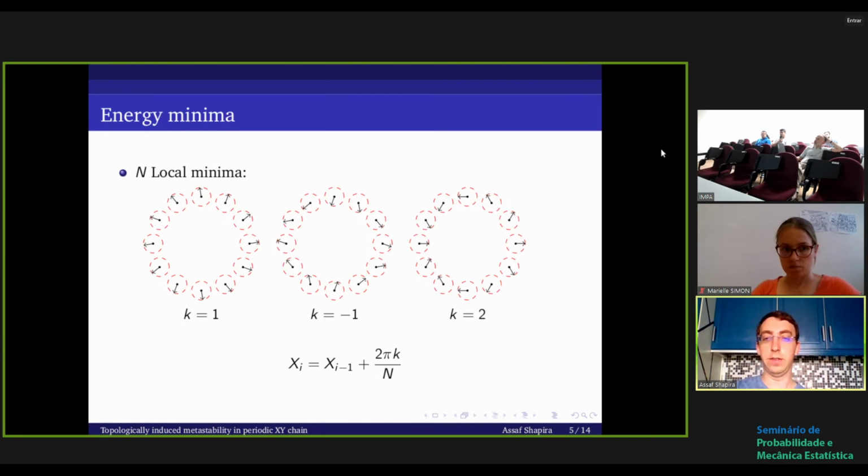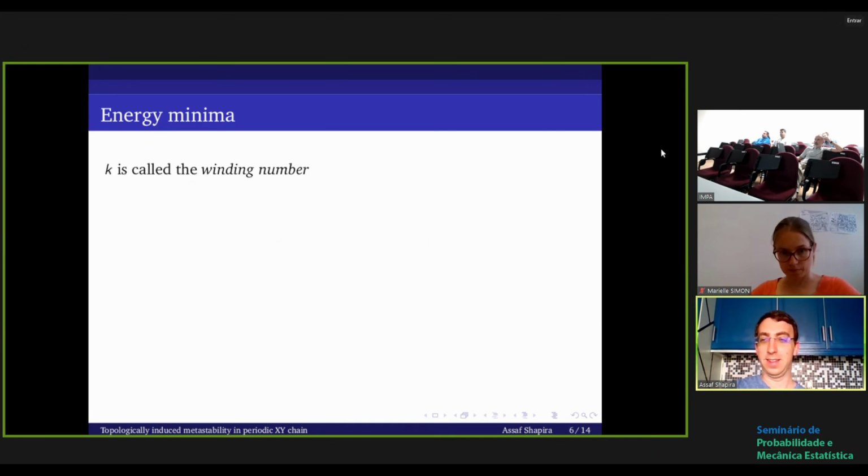So these configurations for each k are described by the angle between a spin and the next one being 2 pi k over n. And these are local minima. So each configuration that looks like this is a local minimum of the energy. Now we see here that k is some parameter that allows us to characterize these minima, and this is the winding number of the configuration. So each of these minima is characterized by its winding number.